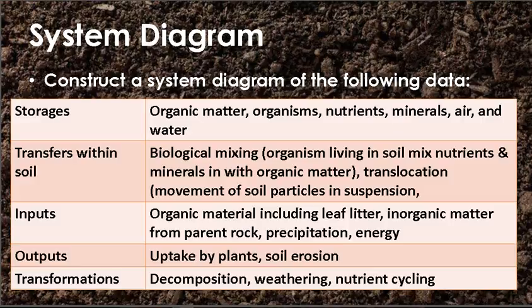Transfer within the soil: biological mixing. Basically, organisms living in soil mix nutrients and minerals in with organic matter. Translocation: movement of soil particles in suspension. Number three, inputs: organic material including leaf litter, inorganic matter from parent rock, precipitation, energy. Outputs, of course, are uptake by plants, soil erosion, transformation, decomposition, weathering, nutrient cycling.